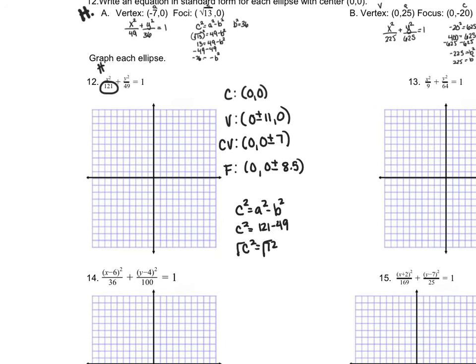So when we graph this, here and here are my vertices, and 7, 8, 9, 10. Just do the best you can.